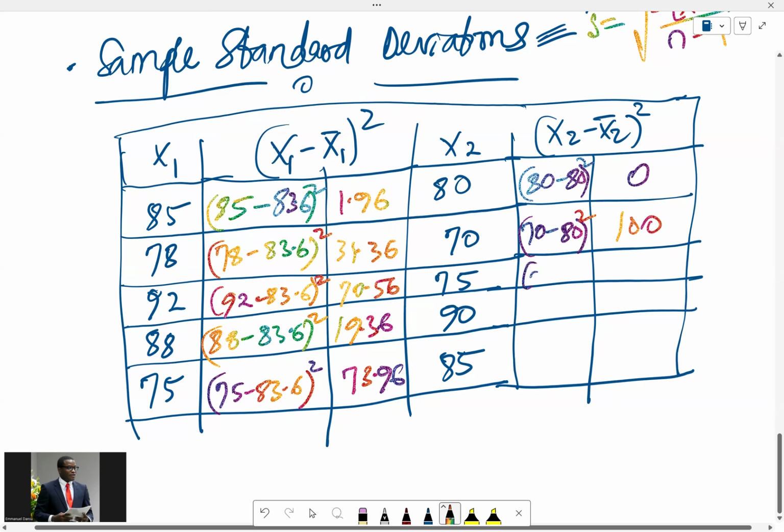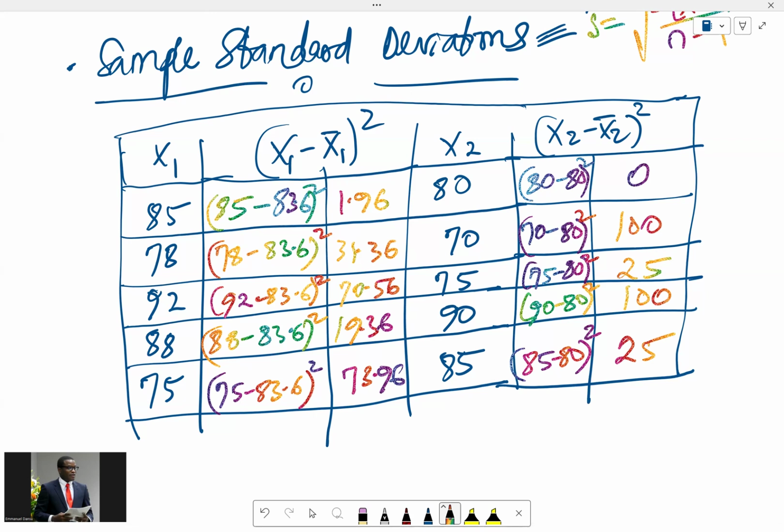This is so sweet because it's straightforward. 75 minus 80 squared. 75 minus 80 is minus 5 squared. That's 25. Then you have 90 minus 80 all squared. 90 minus 80 is 10 squared. That's 100. Then lastly, you have 85 minus 80 all squared. 85 minus 80 is 5. Square that, you get 25. So that makes it pretty easy when you have something like this.